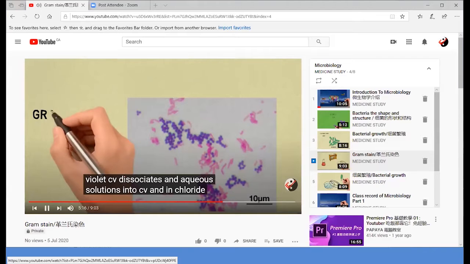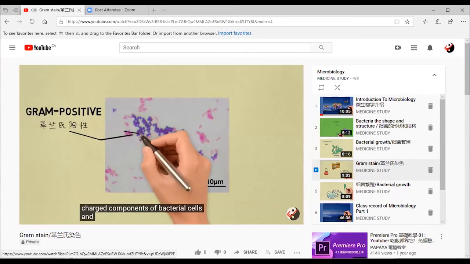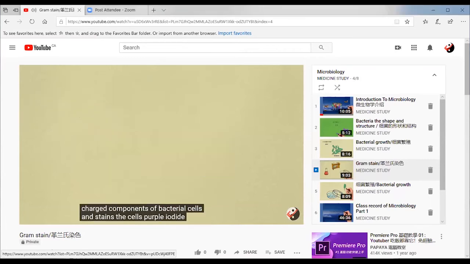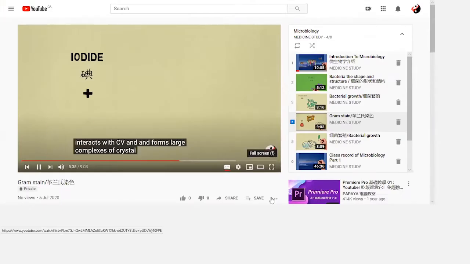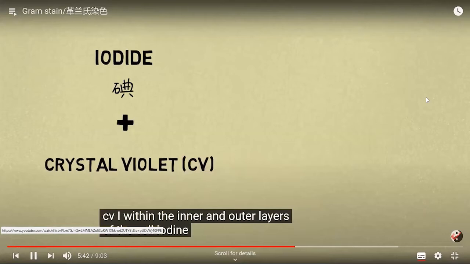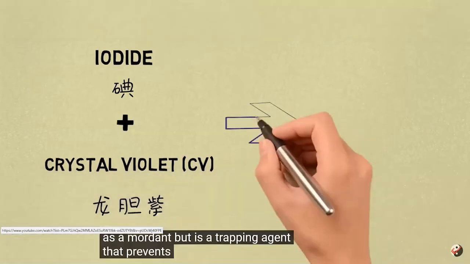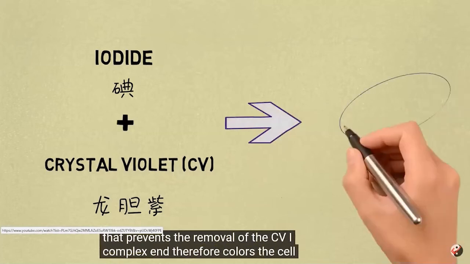The CV ion interacts with negatively charged components of bacterial cells and stains the cells purple. Iodide interacts with CV and forms large complexes of crystal violet and iodine, CV-I, within the inner and outer layers of the cell. Iodine is often referred to as a mordant, but is a trapping agent that prevents the removal of the CV-I complex and, therefore, colors the cell.